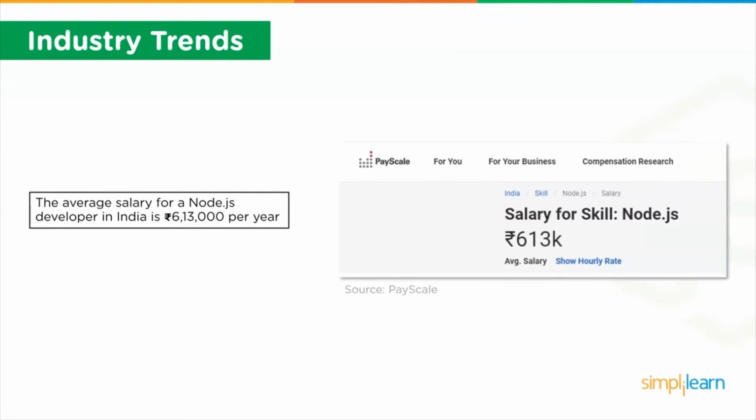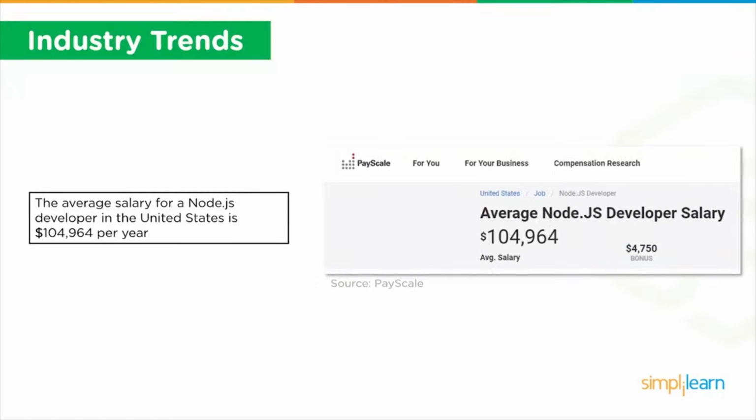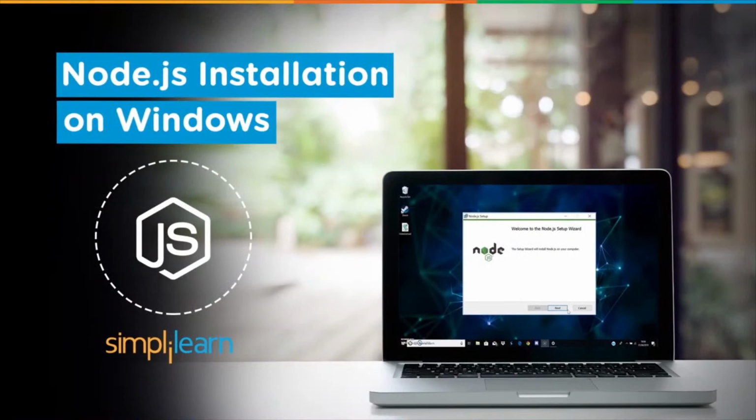According to PayScale, the average salary of a Node.js developer in India is around 6,13,000 rupees per year. The average salary of a Node.js developer across the United States is around $105,000 per year. In this video, we'll help you install Node.js on your Windows system.